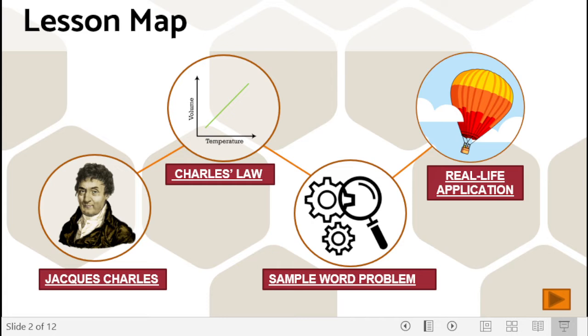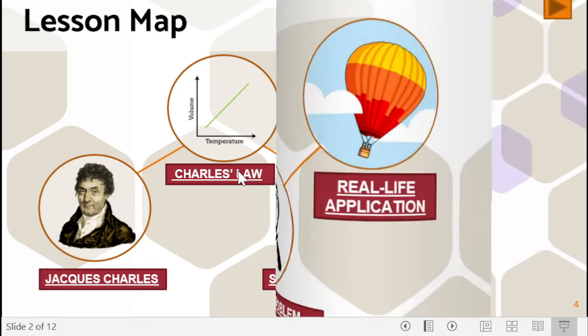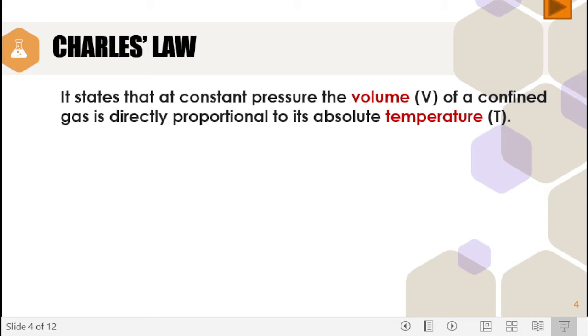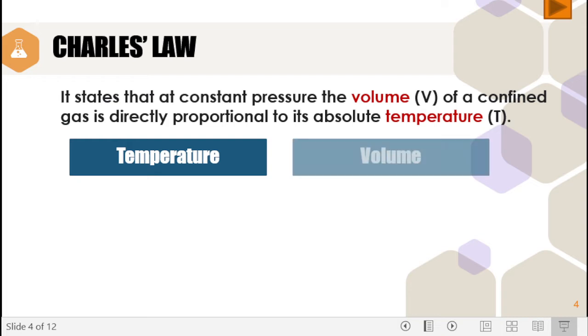Now that we are already familiar with Jacques Charles, let us discuss Charles' law. By definition, Charles' law states that at constant pressure, the volume of a confined gas is directly proportional to its absolute temperature. In this definition, there are two variables highlighted: the temperature and the volume. What is the difference between these two variables?